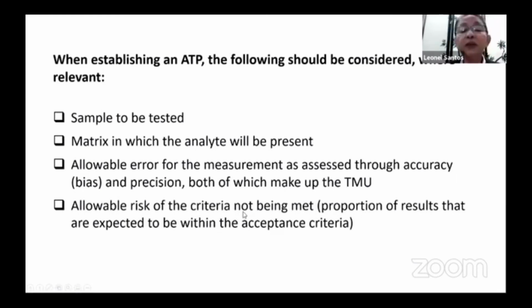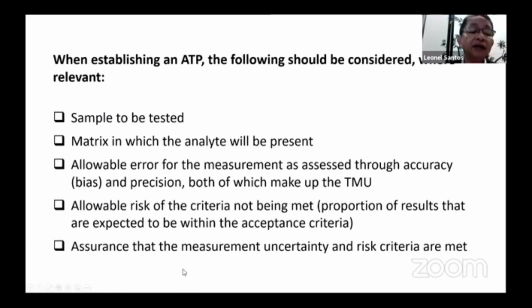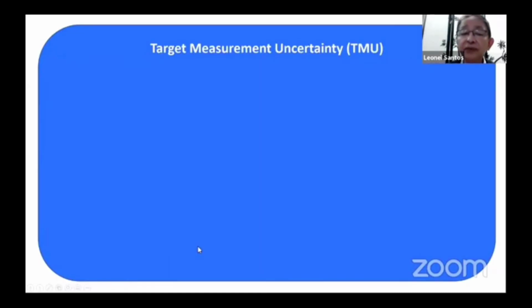These are the ones that make up the target measurement uncertainty. Also, the allowable risk criteria that are not being met. And then finally, assurance that the measurement uncertainty and risk criteria are met. So those are the things about the ATP.